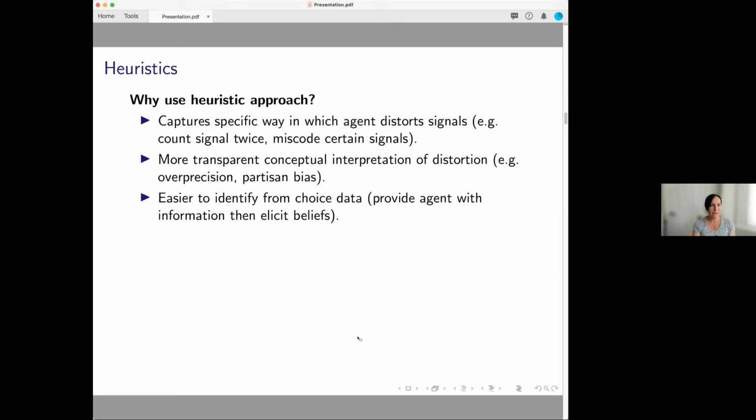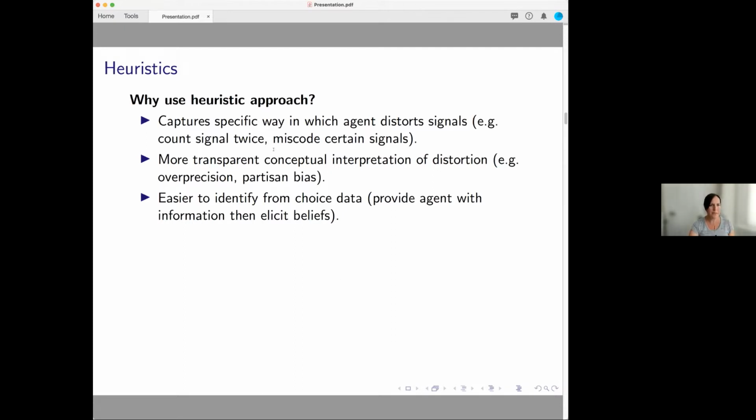Whereas in contrast, if we look at the heuristics approach, well, why would we want to use this approach? Well, it also does have some advantages. First of all, it more transparently captures the conceptual interpretation of a distortion. So if you want to say something like agents have partisan bias, in other words, they slant all of their information towards one of the states, for example, certain newspapers slant liberal or Republican, it's a lot easier to quote unquote see that that's what's going on with the bias when it's written as a heuristic rather than when it's written as some sort of underlying distribution over signals.